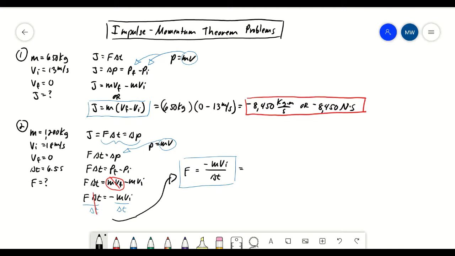Let's put the numbers in. Minus, the mass is 1200 kilograms. Our initial velocity was 18 meters per second, and our time interval was 6.5 seconds. You can use your calculator for this. Again, we have a negative sign right here because we're slowing down. So it's a negative force, it's a braking force. My calculator gives me 3,323, and remember the unit for force is the Newton.